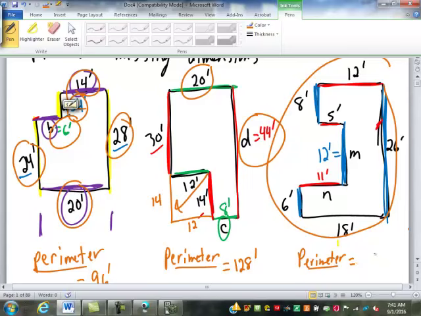86, I believe? Does that sound right? What'd you get? I got 98. 98? Okay. Sounds good to me. Yeah, 44, 88, 98, you're right. Any questions on perimeter? How many of you got all three of those right? Okay.